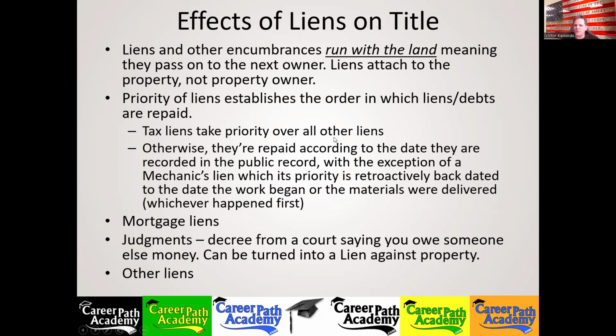Tax liens take priority over all other previously recorded liens. Otherwise, they're repaid according to the date they're recorded in the public record, with the exception of a mechanic's lien, whose priority is retroactively backdated to the date the work began or the materials were delivered, whichever happened first. And then mortgage liens, judgments, and other kinds of liens are according to whatever date they were recorded in the public record.